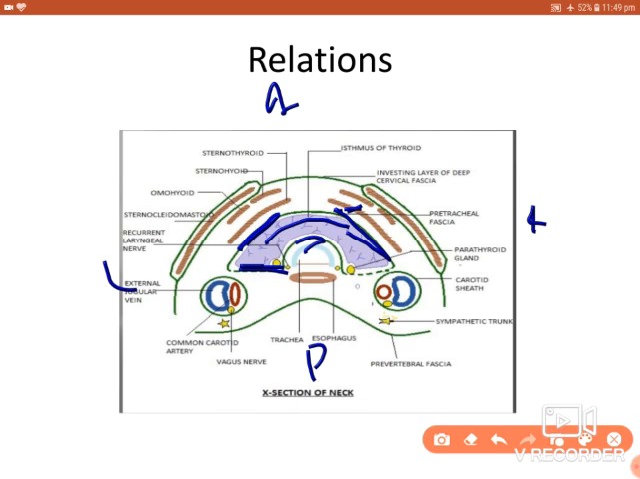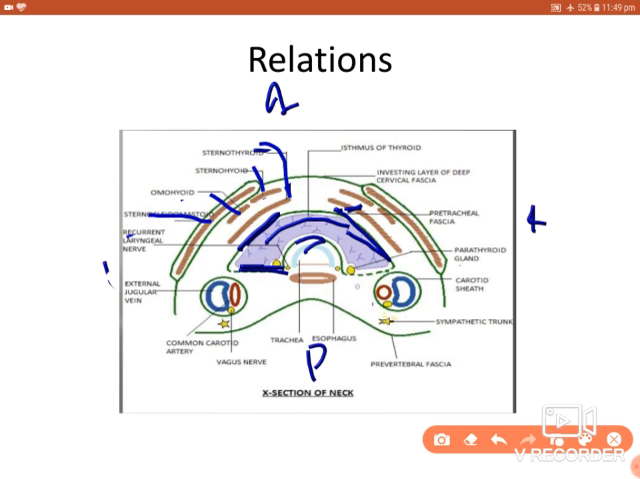So the anterolateral surface relates to the sternocleidomastoid. Then you can see this is the sternothyroid, then the omohyoid, the sternohyoid, and the sternothyroid. Here you can see the sternocleidomastoid, the sternothyroid, then the sternohyoid, and the omohyoid.